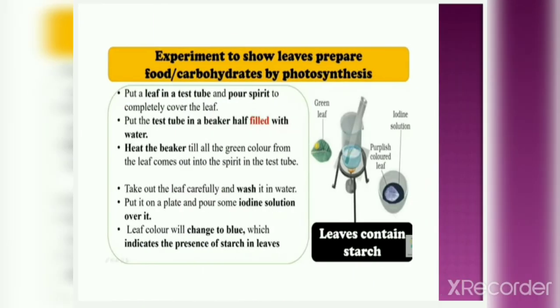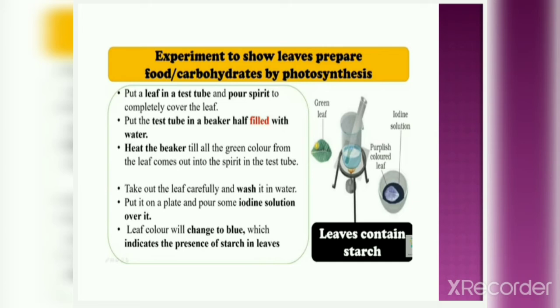Now, with the help of an experiment, we will try to prove that leaves carry out photosynthesis and prepare carbohydrates. We have studied in chapter 2 that to test the presence of carbohydrates or starch, we can perform the iodine test. So, we will perform the iodine test on a leaf. But before that, we know that our leaf is green, and if we put iodine solution over it, we cannot clearly observe the color change because it's already colored. So first we will turn our leaf colorless.